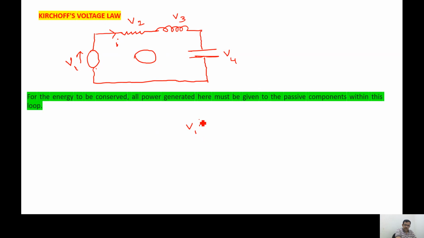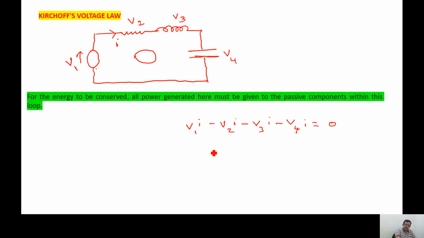So V1 I is delivered, and I will put the minus sign to exemplify that the others are receiving. The source is delivering the power and these are receiving. So V1 I minus V2 I minus V3 I minus V4 I equal to 0, because they share the same current. And we know that VI is nothing but the power.